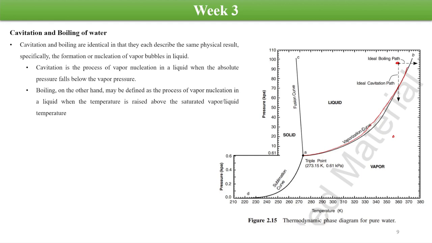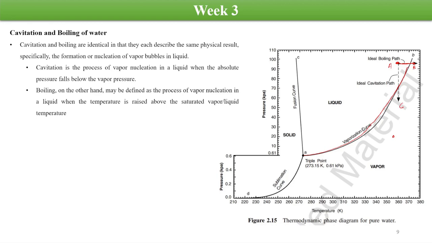The line which divides the liquid and vapor phase is the vaporization curve, the line which divides the liquid and solid phase is the fusion curve, and the line which separates the solid and vapor phase is the sublimation curve. If the pressure and temperature condition lies at point A, we can go from the liquid phase to the vapor phase by two processes. The first one is the ideal boiling path, by which we can reach the vapor phase by increasing temperature from point A to point B, let's say. And then the second will be the ideal cavitation path.